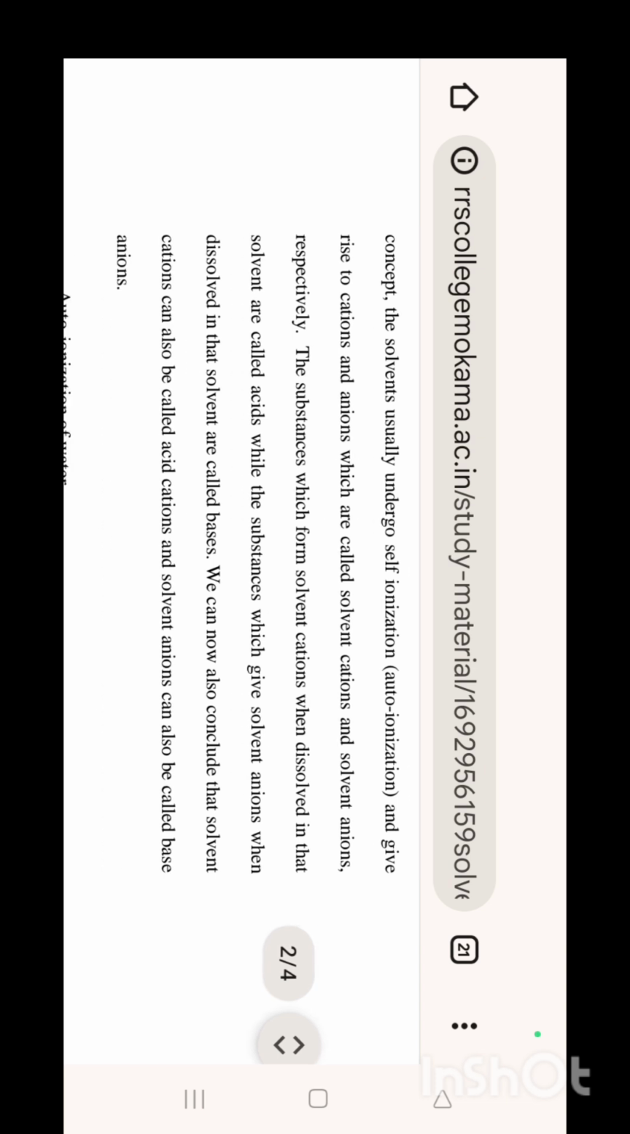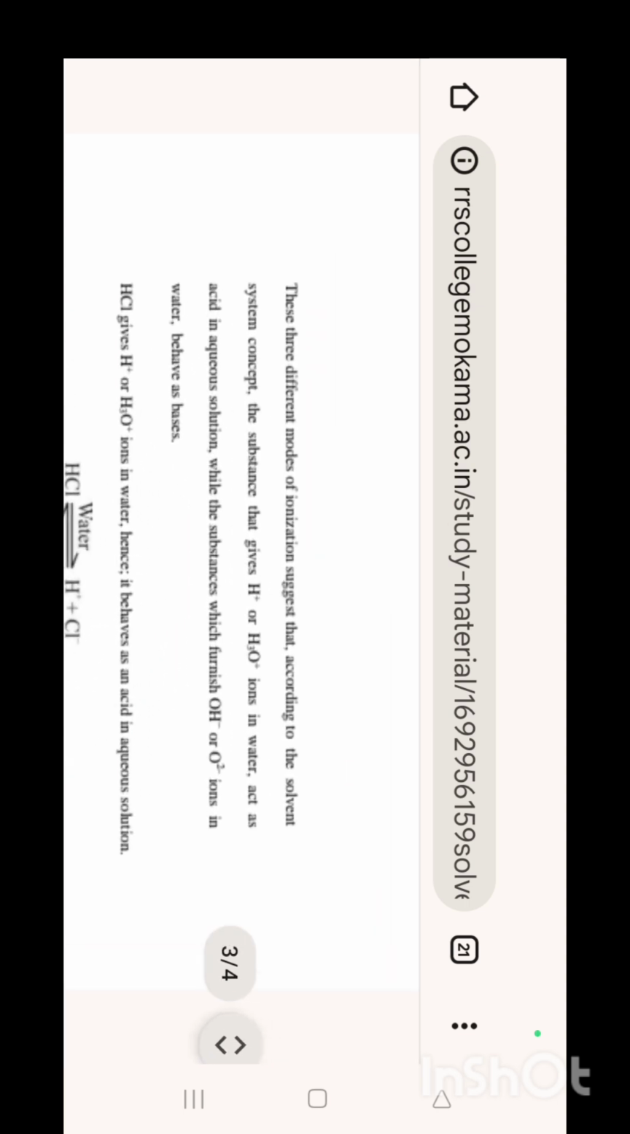The substances which form solvent cations when dissolved in the solvent are called acids, while the substances which give solvent anions when dissolved in the solvent are called bases. We can now also conclude that solvent cations can also be called acid cations and solvent anions can also be called base anions. Autoionization of water.